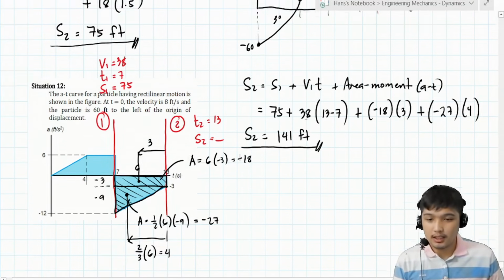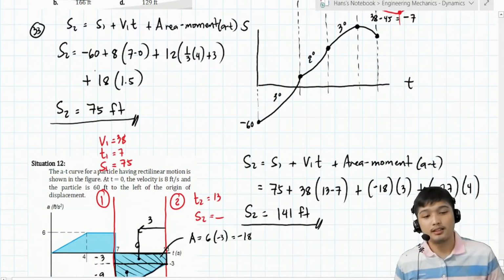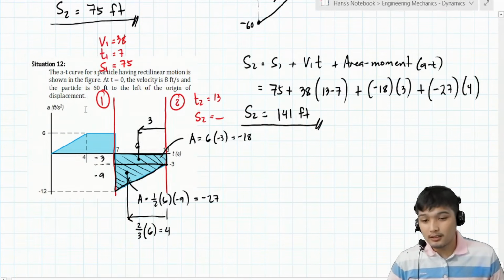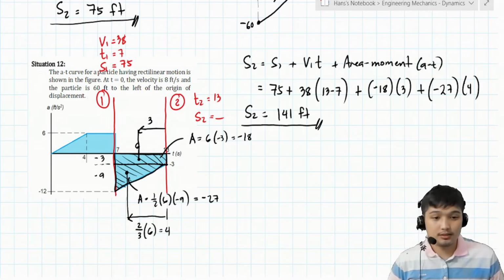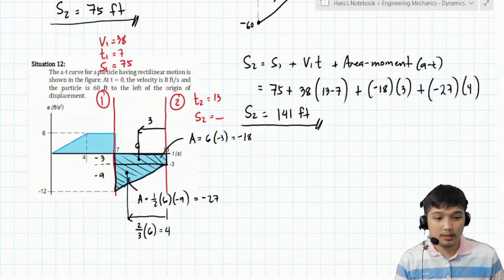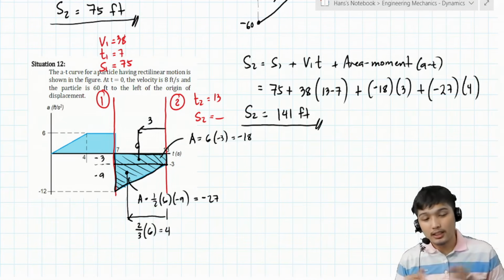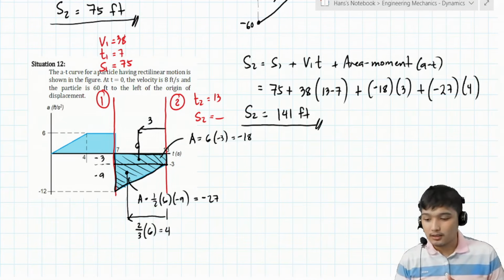Okay, so let us check if we are correct. So, we are correct. No? 141. So, check. Okay, so yun lang yun, guys, no? So, I hope na nagets ninyo kung paano gamitin yung moment area method and then ma-apply nyo siya sa mga problems na possible na lumabas sa board exam. So, yun lang, guys. So, hanggang dito na lang yung ating discussion.